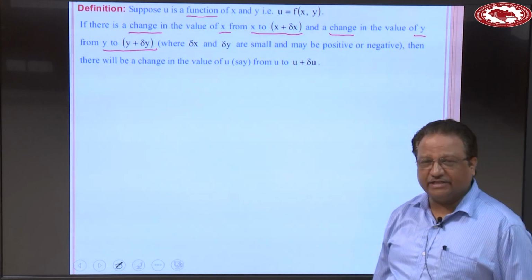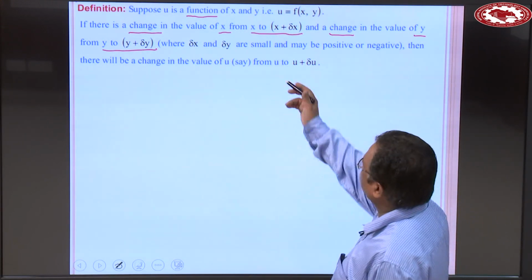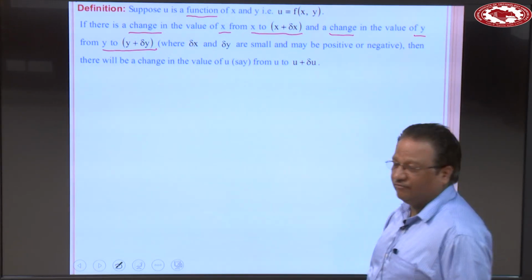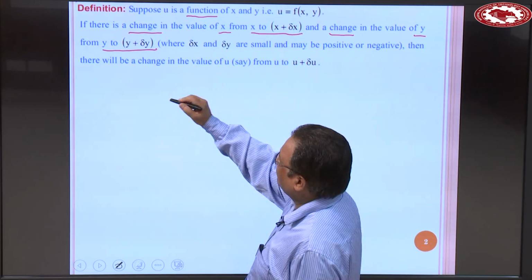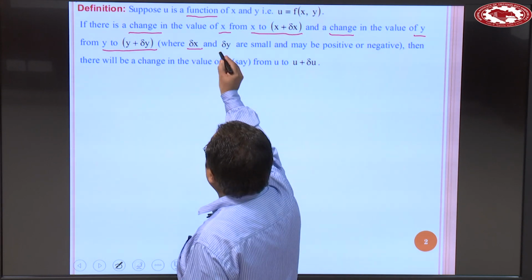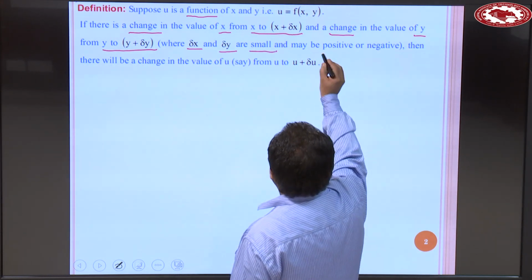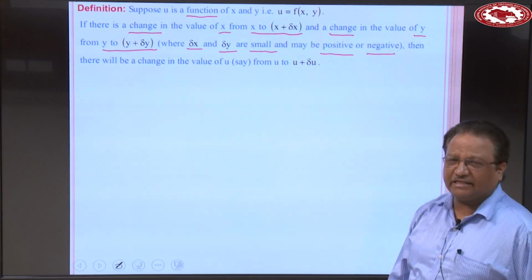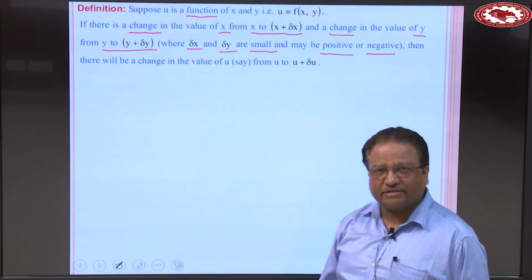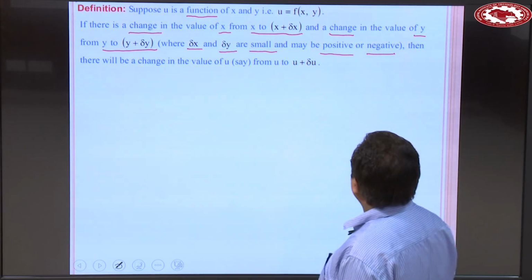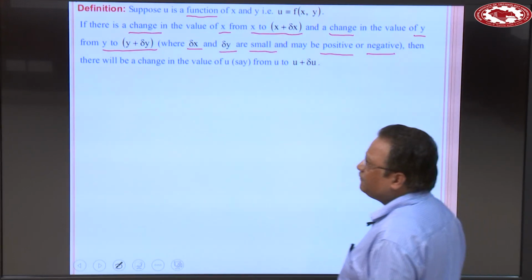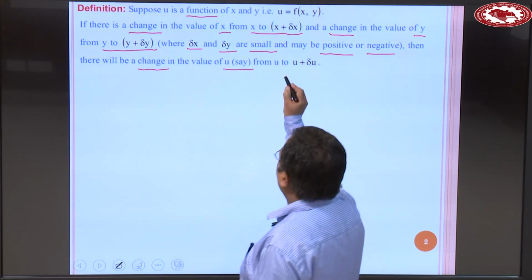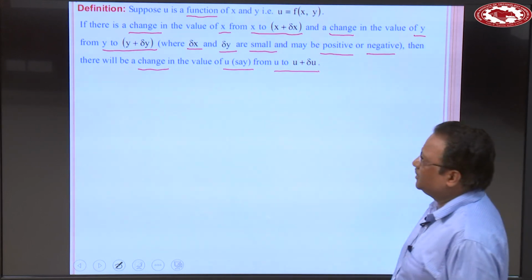where delta x and delta y are small and may be positive or negative, very, very small, then there will be a change in the value of u from u to u plus delta u.